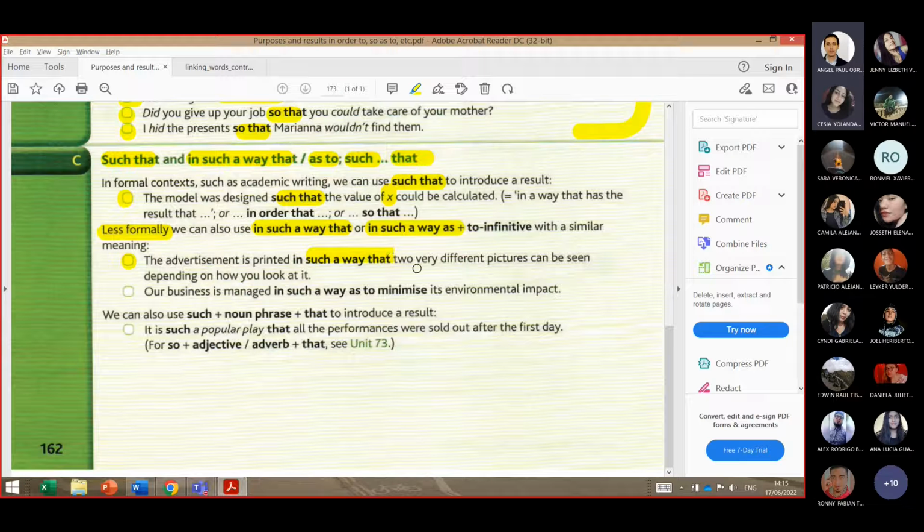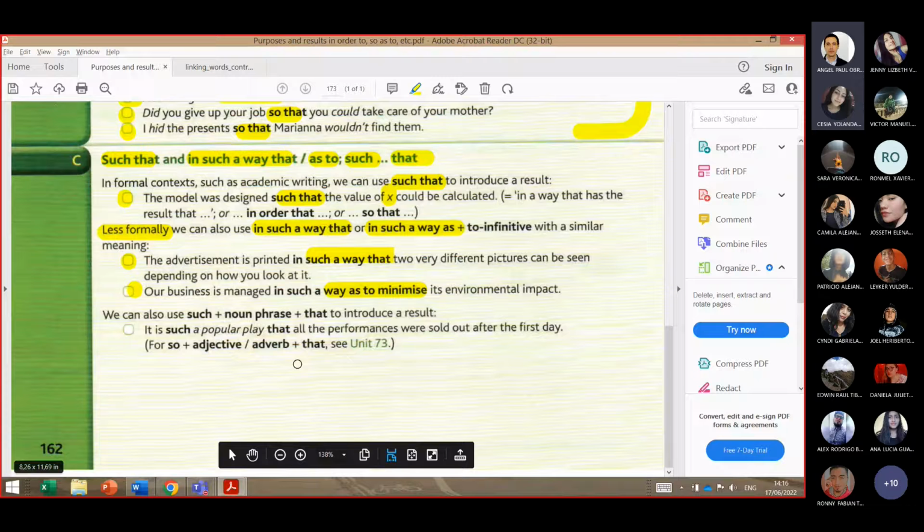Que dos fotos diferentes pueden ser vistas dependiendo de cómo lo vean. Sí, eso es lo que dice aquí. A business is managed in such a way as to minimize its environmental impact. Entonces, aquí utilizamos cuando es menos informal, ¿no? Es más, digamos, es informal, no formal.